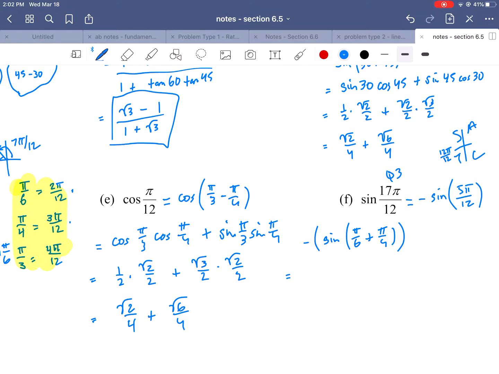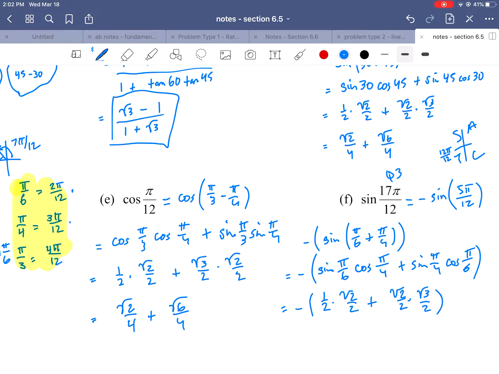And so using our sine of a sum formula, this is going to be sine of the first, pi over 6, times the cosine of the second, pi over 4, plus sine of the second, pi over 4, times the cosine of the first, which is pi over 6. Okay, and then once we get our exact values, we're good to go. So sine pi over 6 is a half, times the square root of 2 over 2, plus the square root of 2 over 2 multiplied by cosine pi over 6, which is square root of 3 over 2.